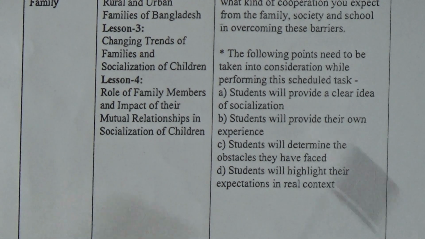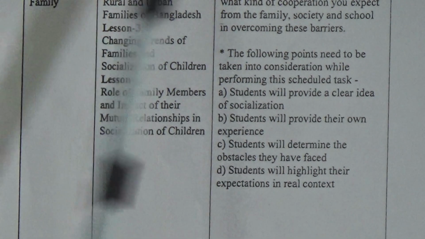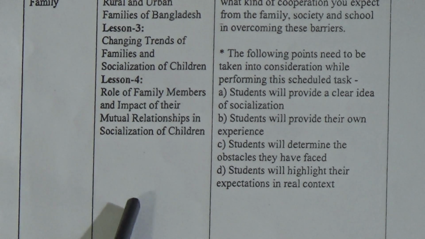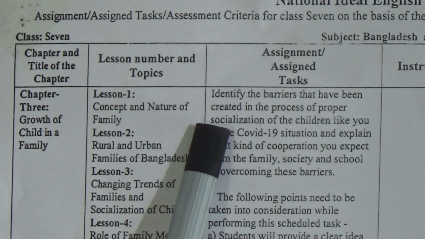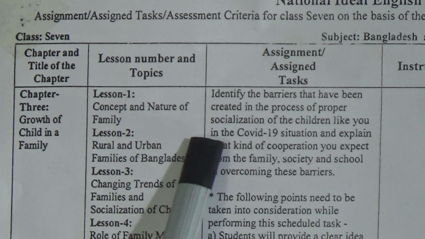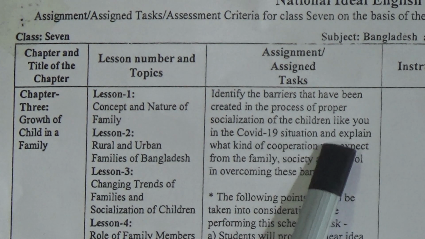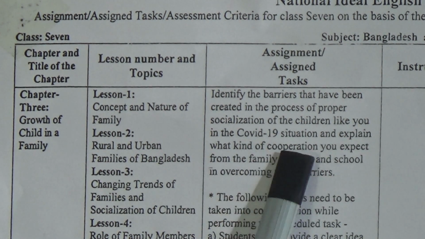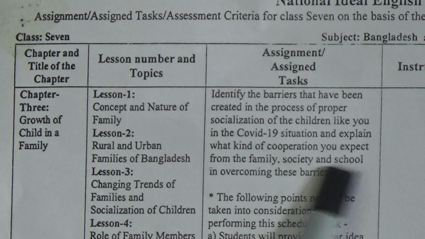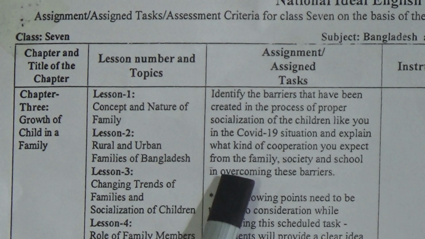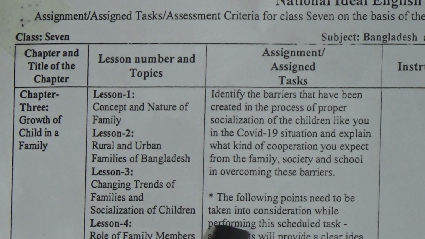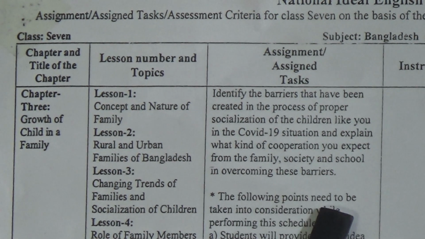That means you can get some idea from these lessons. Now the assigned task: Identify the barriers that have been created in the process of proper socialization of the children like you in the COVID-19 situation, and explain what kind of cooperation you expect from the family, society and school in overcoming these barriers.